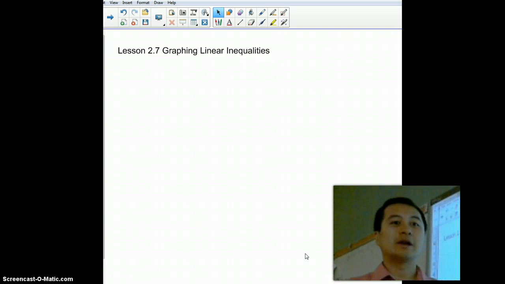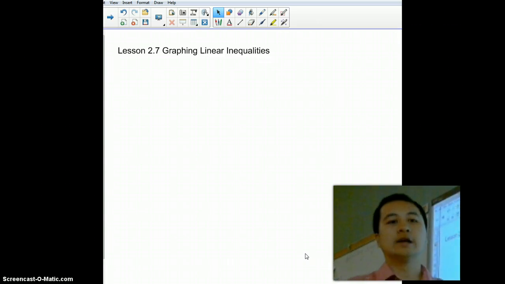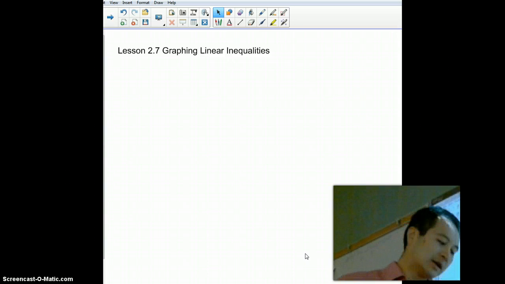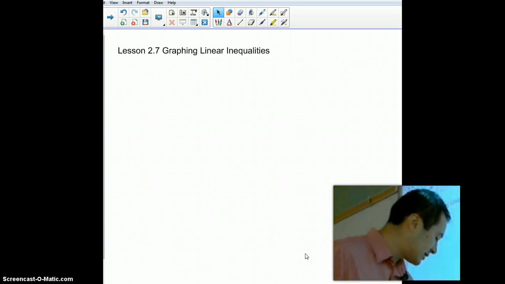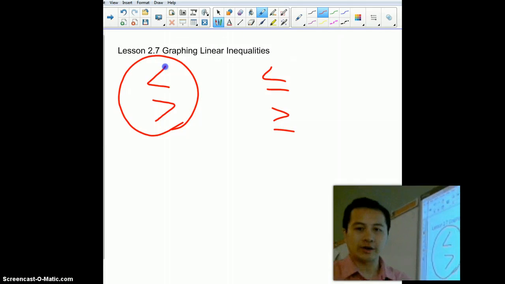So today we're going to learn about lesson 2.7, graphing linear inequality. So linear, what does linear mean? Linear means line. Good. And inequality means like those Pac-Mans. So there's 4 inequalities we learned about. Let's review some of the inequalities. There's this, and there's these. These over here are strictly less than or greater than.